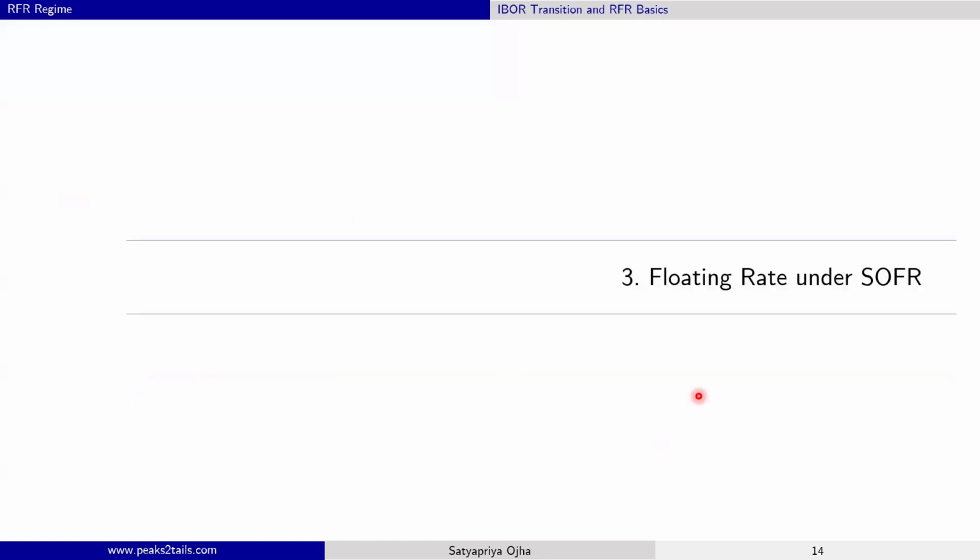Okay, so this is the main topic for today's webinar. How do we calculate floating rate under Sofr? Once you grasp this particular topic, everything else will be easy.